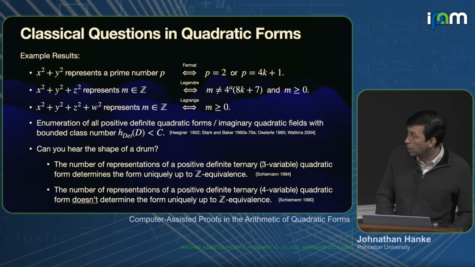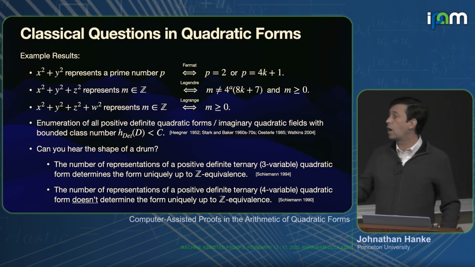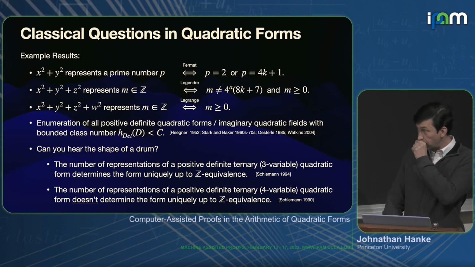Conversely, if you look at four-variable quadratic forms, there are two four-variable quadratic forms that Shimura exhibited that have all the same representation numbers. They represent every number in exactly the same number of ways, but they are not integrally equivalent. These kinds of things are pretty subtle, and they really require a computational mindset to address. Any questions?